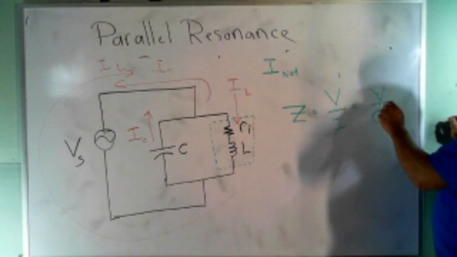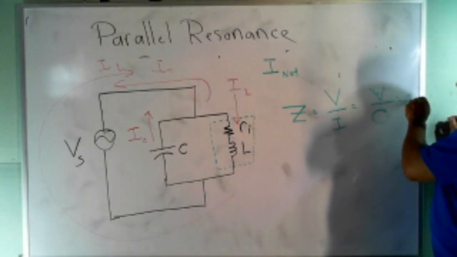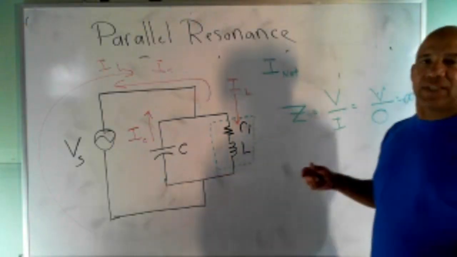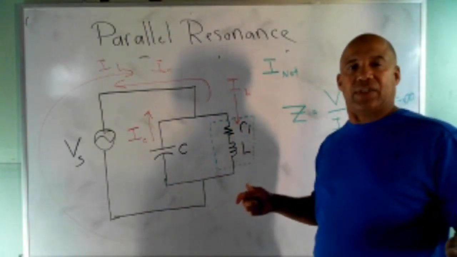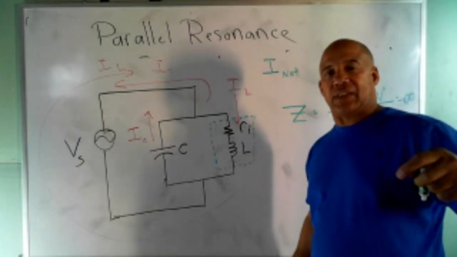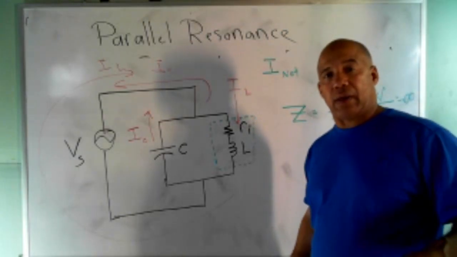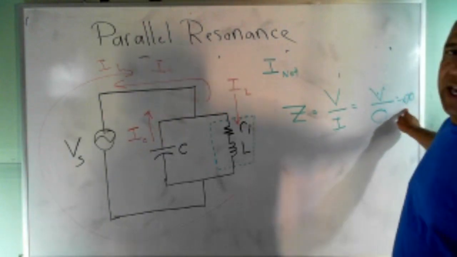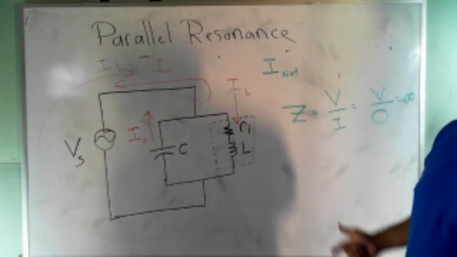So you got a value over 0, which is infinity, which means that the impedance is really, really high at resonance. A high impedance is just another way of saying a low current. You might say, what do you mean infinity?